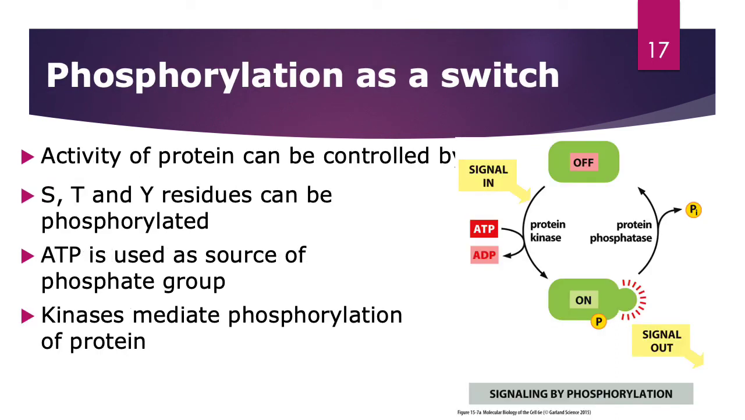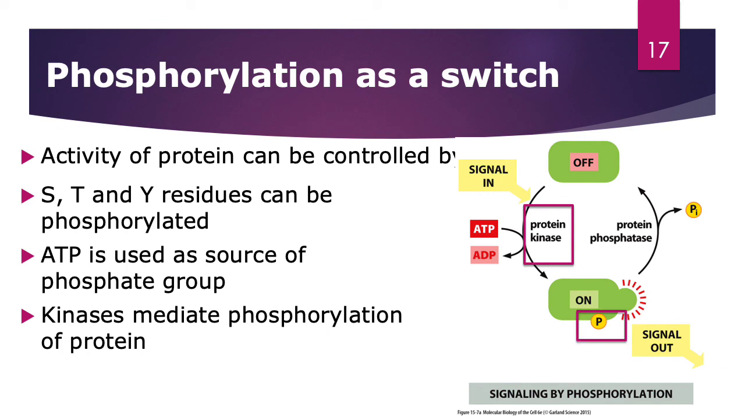The first way a protein can be activated is through phosphorylation. Phosphorylation is the process of adding a phosphate group to amino acids of a protein. Normally, phosphate groups can be added to serine, threonine, or tyrosine residues. Phosphate groups are obtained from ATP, and there are specific enzymes whose job is to add phosphate groups to proteins. These enzymes are called kinases. And kinases, hence, are the enzymes that will add phosphate groups to proteins.